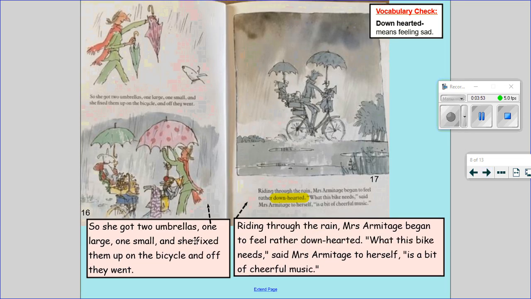So she got 2 umbrellas, one large, one small, and she fixed them up on the bicycle and off they went. Riding through the rain, Mrs. Armitage began to feel rather downhearted. What this bike needs, said Mrs. Armitage to herself, is a bit of cheerful music. Quick vocabulary check. Downhearted means feeling sad.